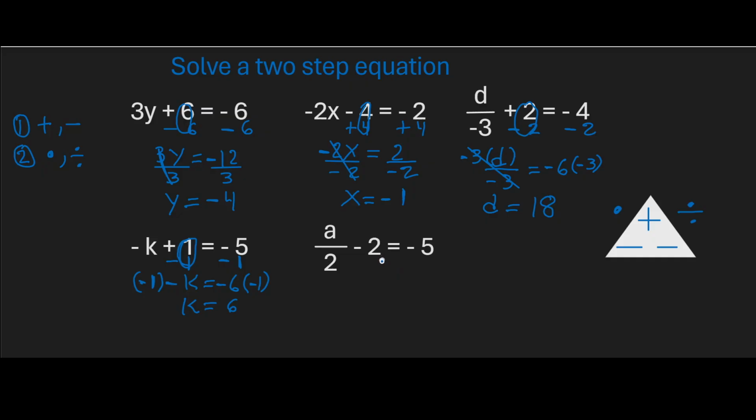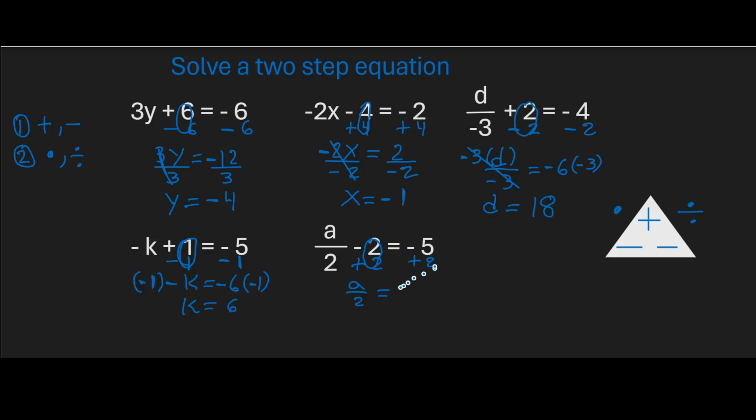Then the next one, step 1, I'm going to do the opposite of subtracting. The opposite of subtracting is going to be adding. So that is step 1. So I'm going to be adding 2, adding 2. Adding positive and -2, that will be 0. That's how you're going to get a divided by 2.